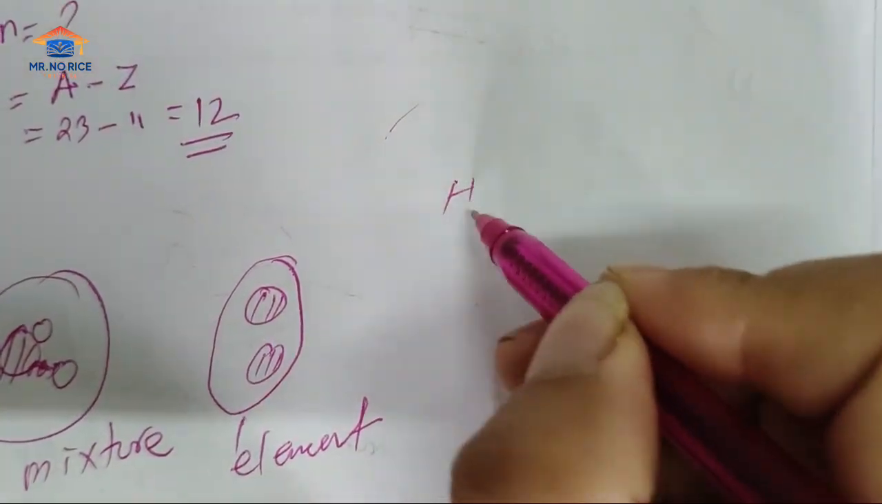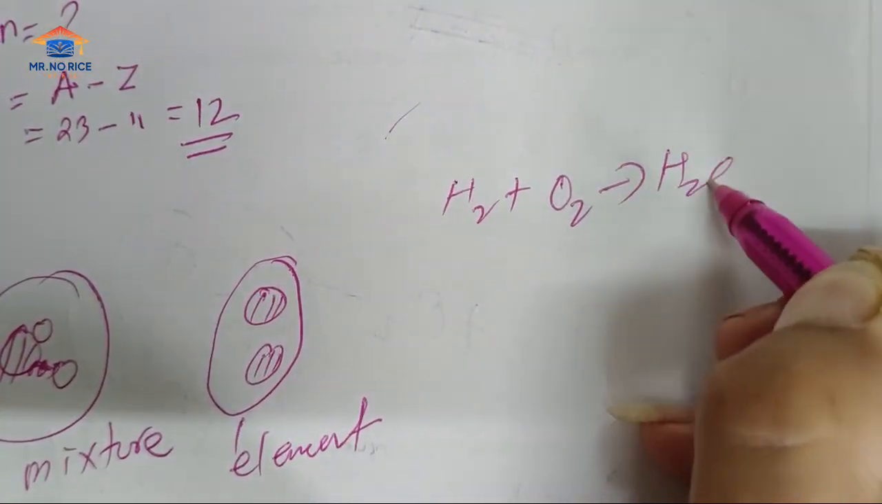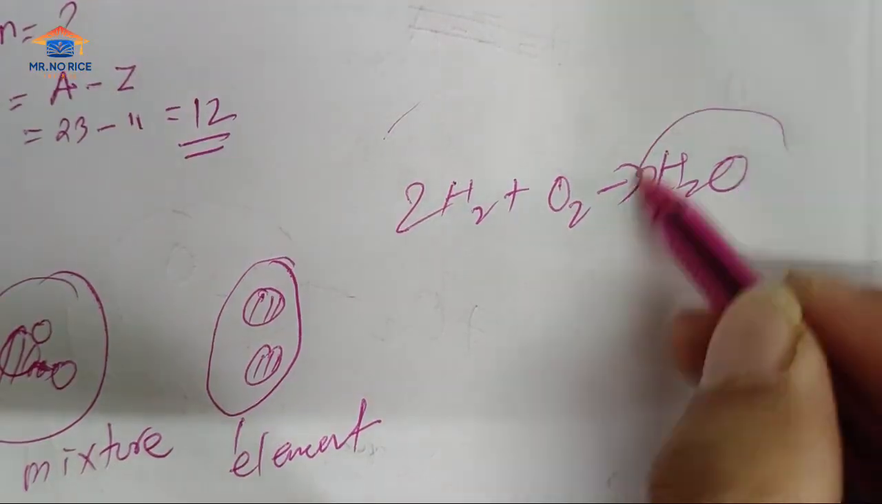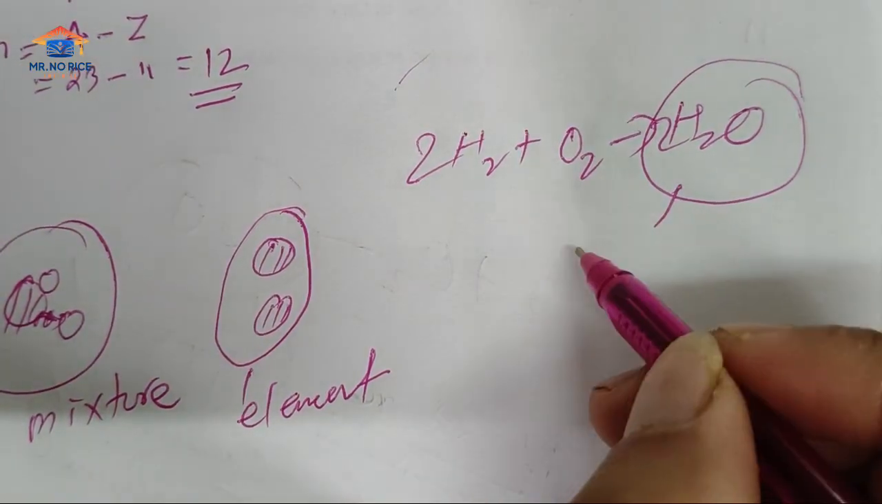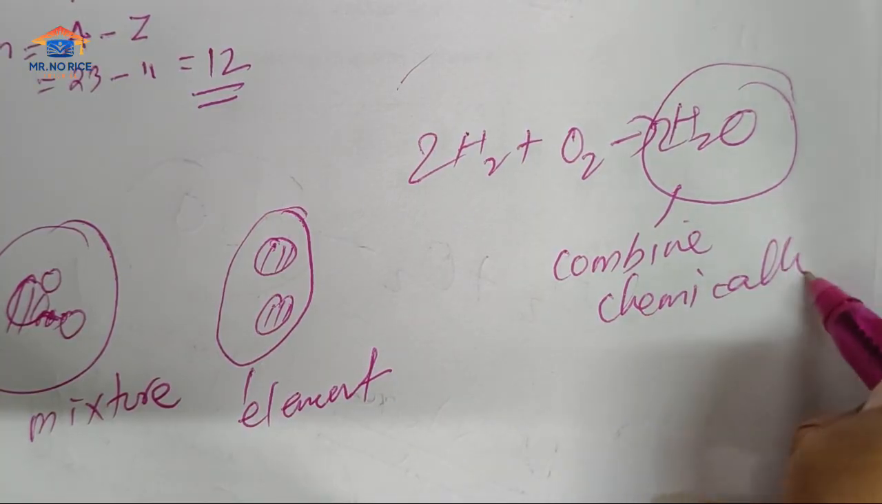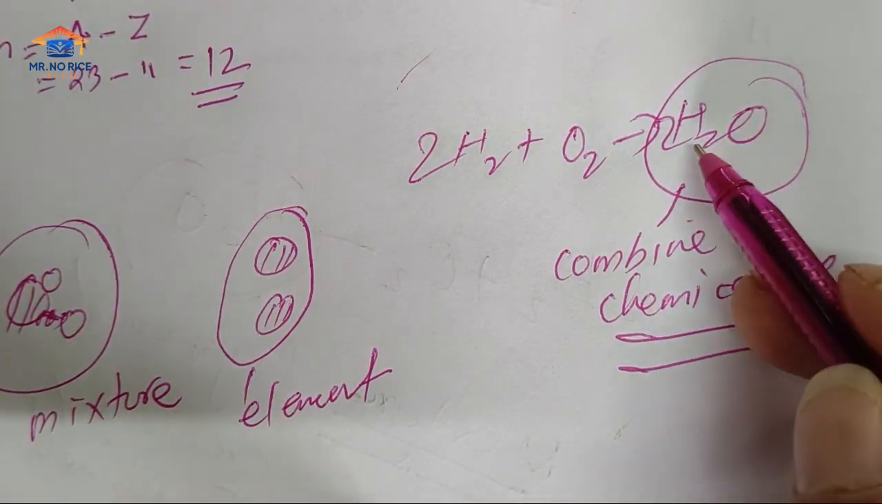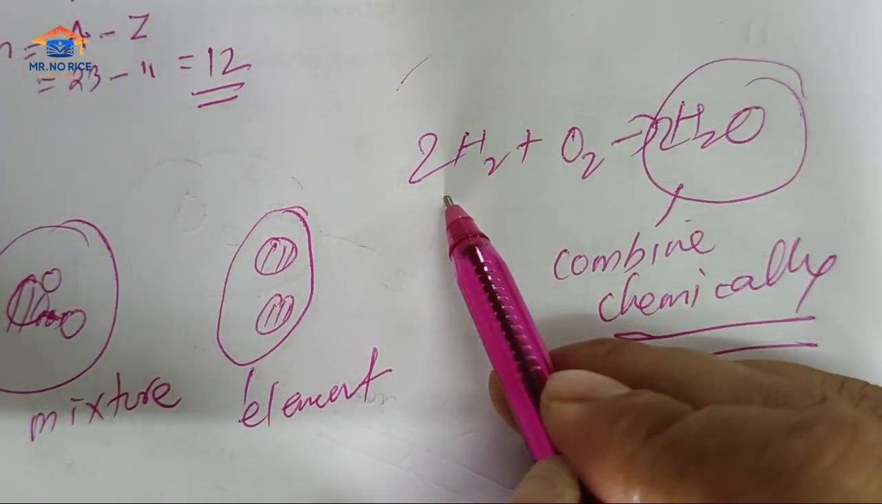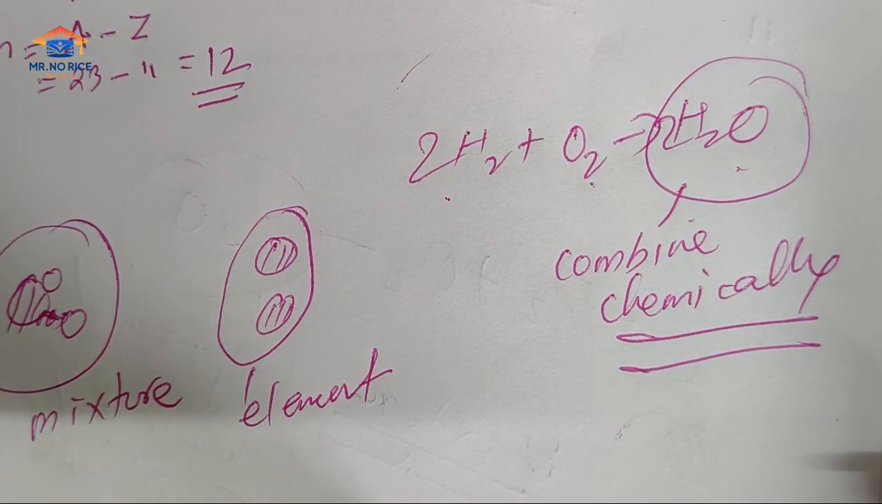But if it is a compound, like hydrogen plus oxygen will combine and form H2O. So I'll balance it. So this water is a compound. So if it is a compound, it has to combine chemically, like hydrogen and oxygen combining together to form a compound.